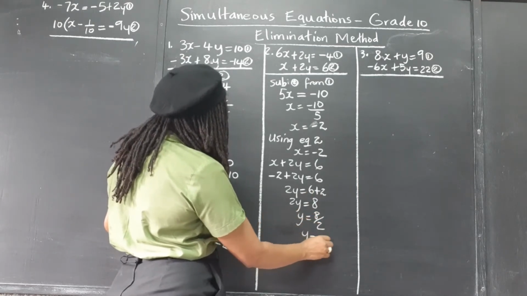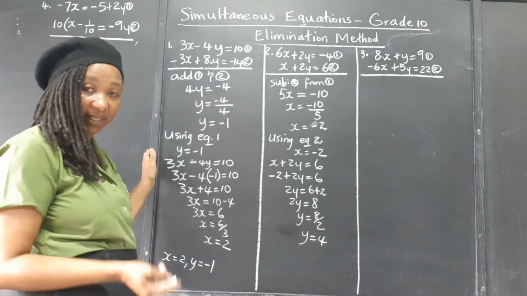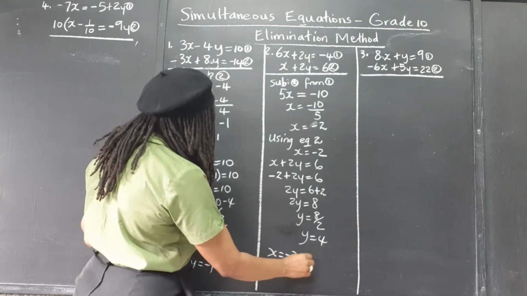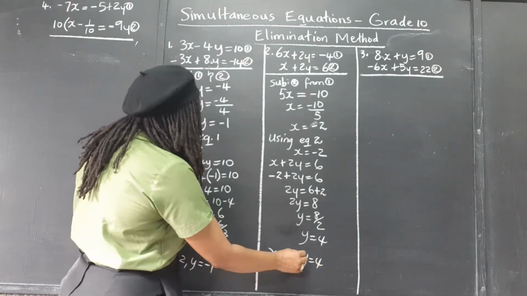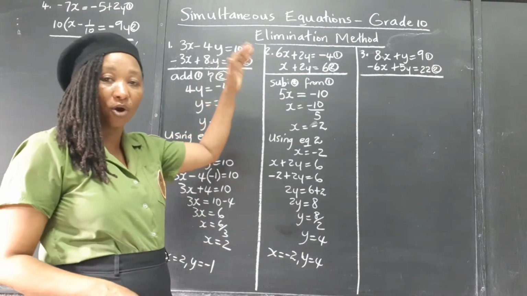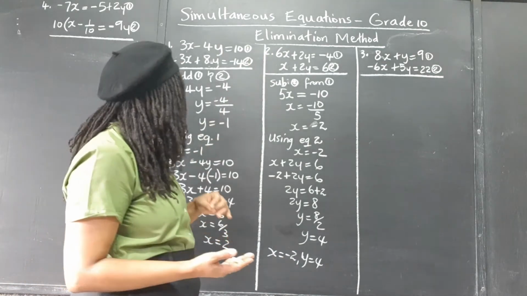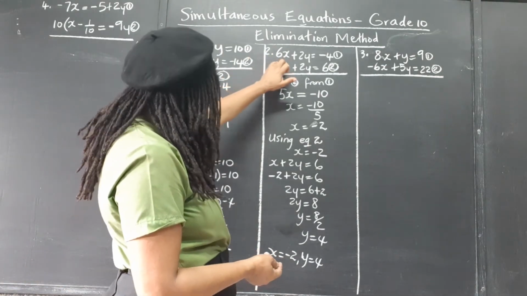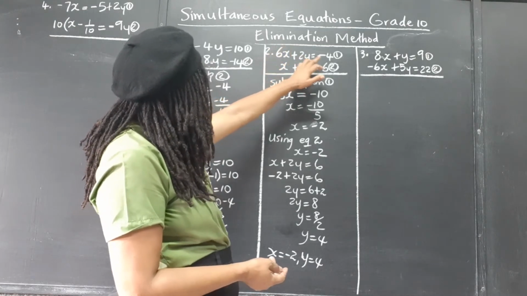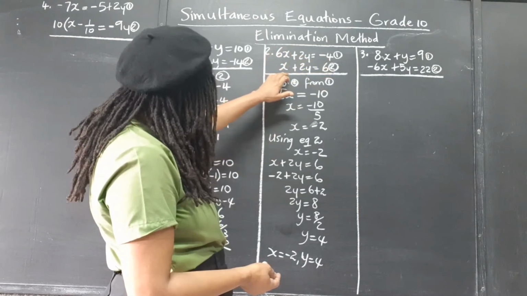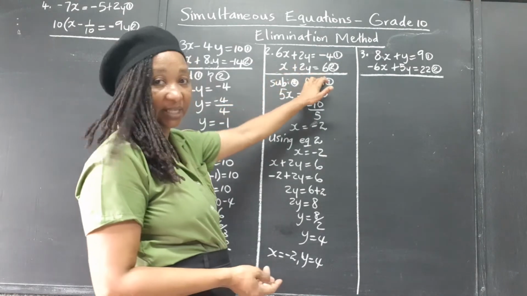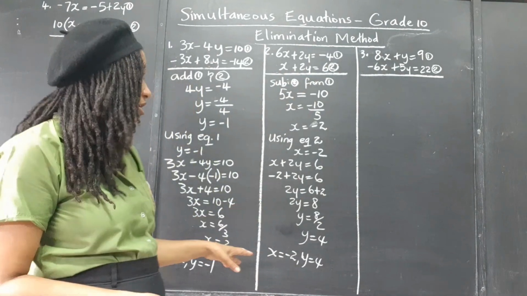So y is 4. So my solution set, x is negative 2 and y is 4. Now let's quickly substitute them into both of our original equations and see if they work. So 6 times negative 2 is negative 12, 2 times 4 is 8, negative 12 plus 8 gives negative 4, and negative 2 plus 2 times 4, which is 8, gives 6. So they check out, these are correct.